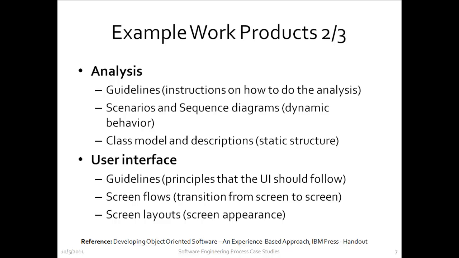The second work product, actually two work products, are scenarios and sequence diagrams used to capture the concern of dynamic behavior, once again at each of those three levels.